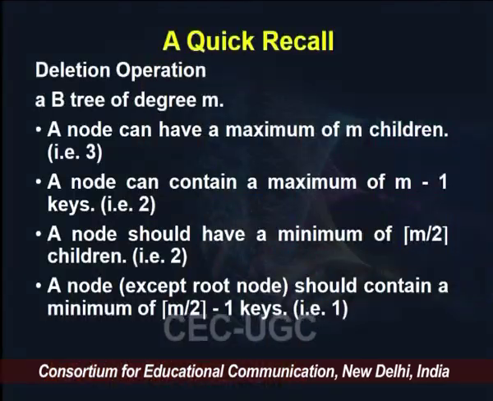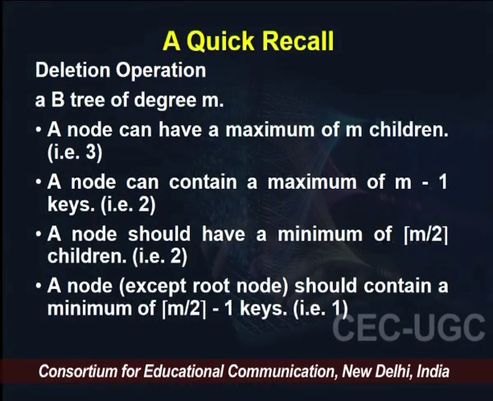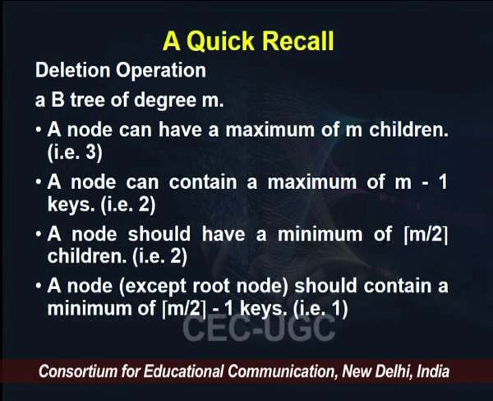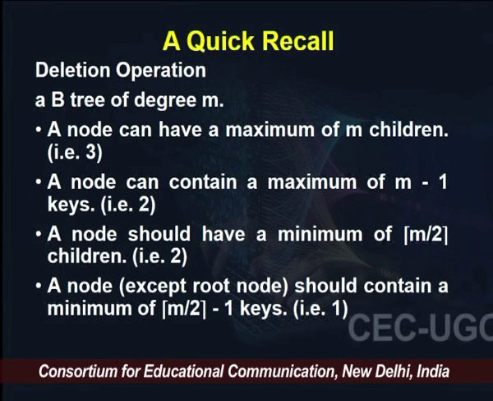or quick recall to the definition of B tree again, because that definition is going to give us the maximum and minimum number of children and a formula for that. I am just recapping that. So, for a B tree of degree m, where the degree of B tree is considered as m, a node can have a maximum of m children. I am assuming here that m is 3. So, a B tree of degree 3 can have a maximum of 3 children, or m children.